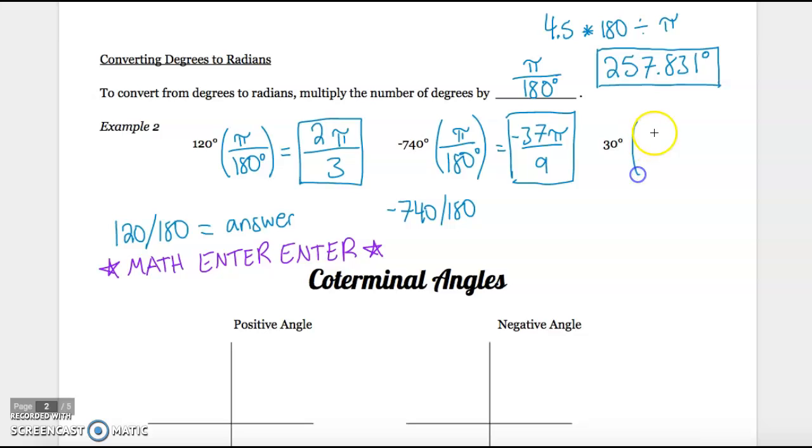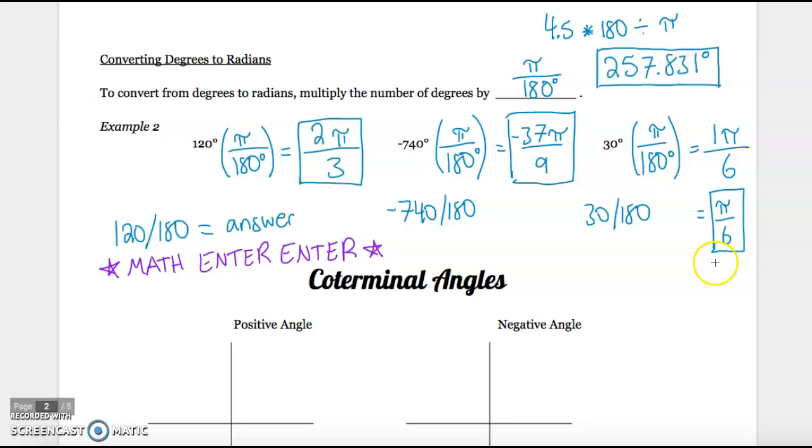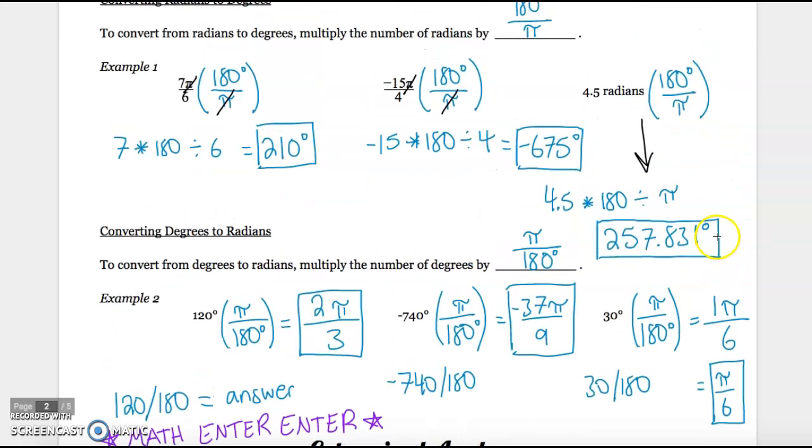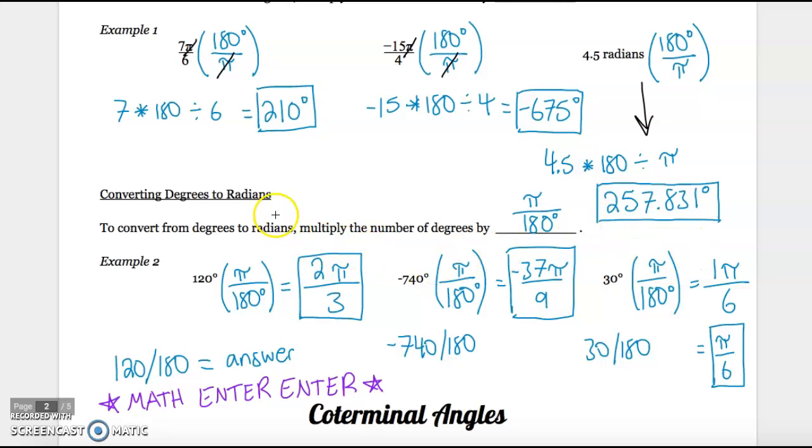All right, last one. Pi over 180 degrees. So my pi is just going to hang out. And then 30 divided by 180. Math, enter, enter, gives me pi, 1 pi over 6, or just pi over 6, because who writes 1 in front of anything? And that's how you convert from radians to degrees, and from degrees to radians.